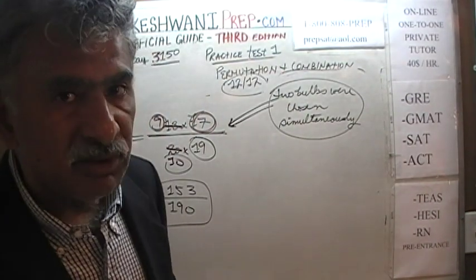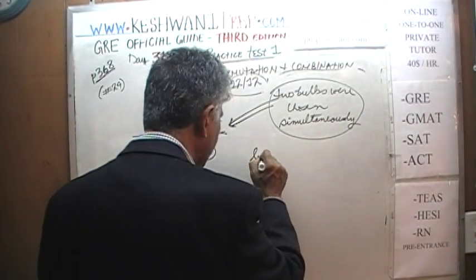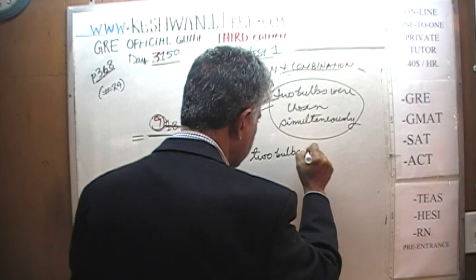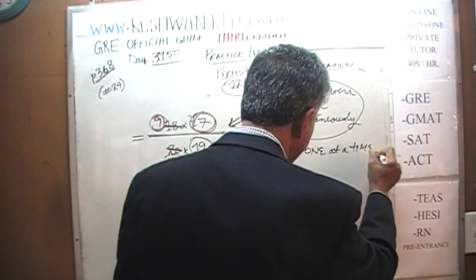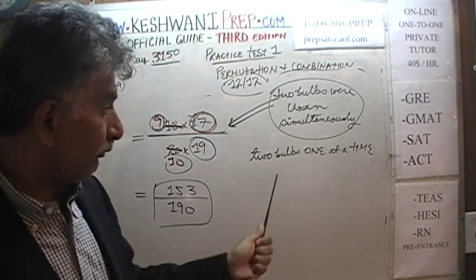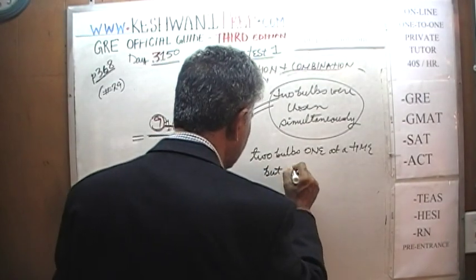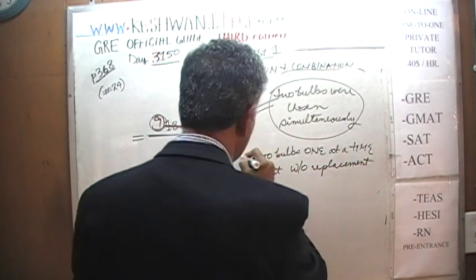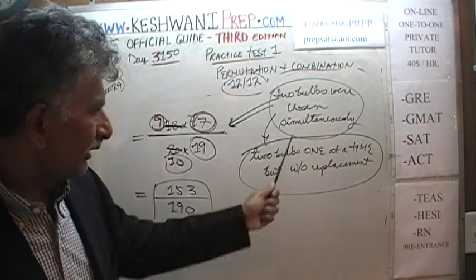However, we could have achieved the same task by choosing two bulbs one at a time, even though the problem tells us to do it simultaneously, at the same time. We could have chosen two bulbs one at a time, but without replacement. These two are the same exact thing.